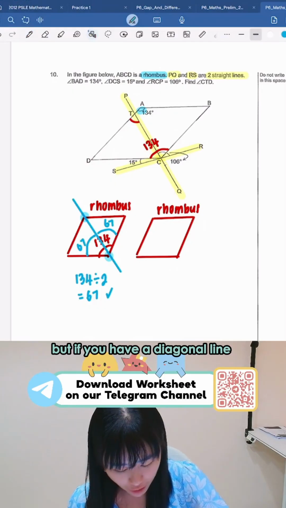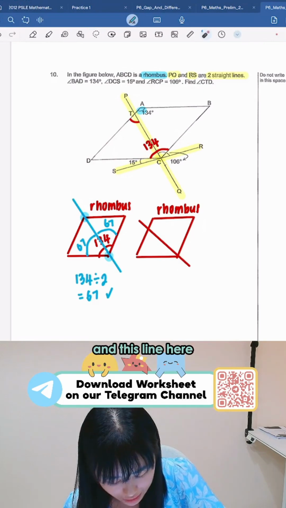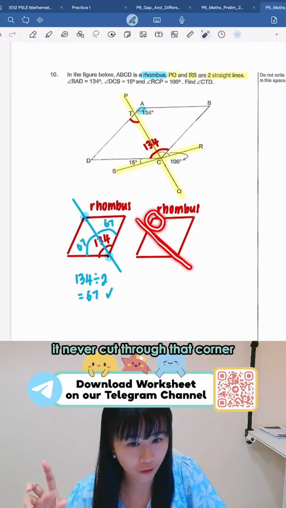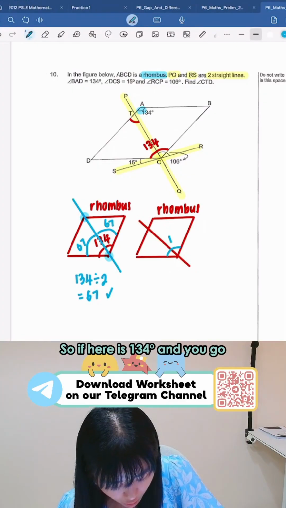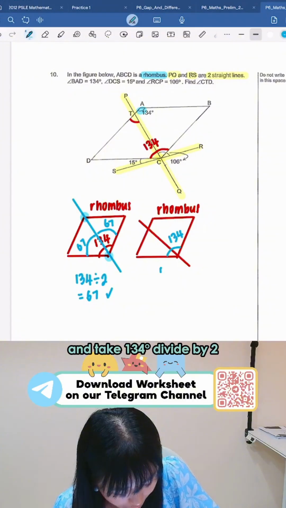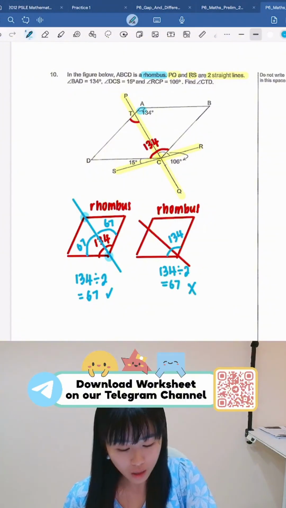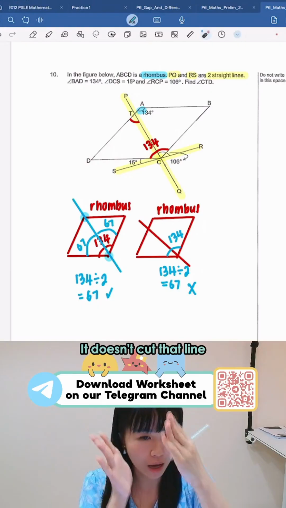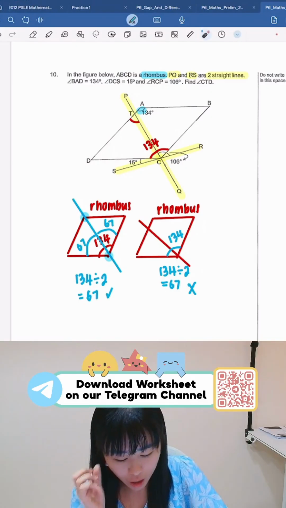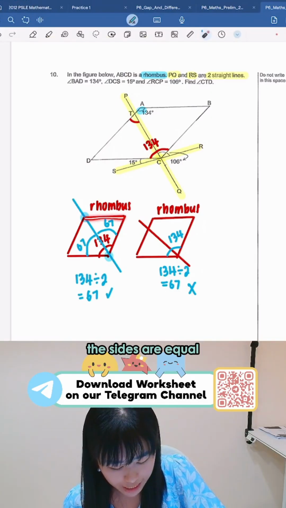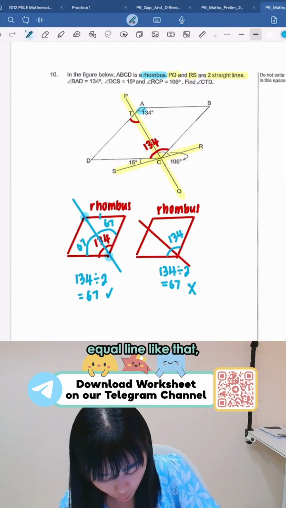But if you have a line that cuts like this, and this line never cuts through that corner, you cannot divide by 2. So if here is 134, and you go and take 134 divided by 2 equals 67, this is wrong. It doesn't cut that angle equally into half. That is not a property of a rhombus. Because for a rhombus, you should know the sides are equal, so you can actually put the equal line like that.